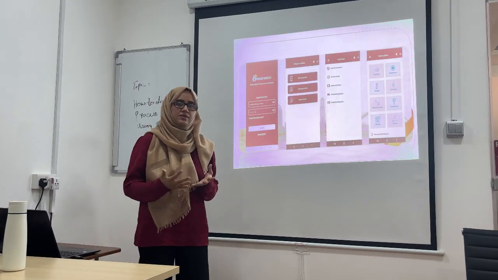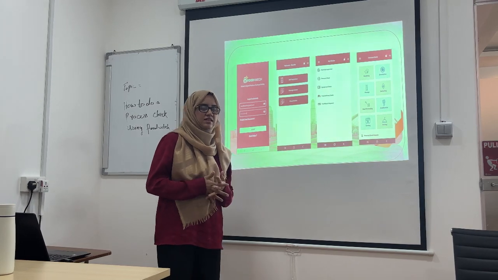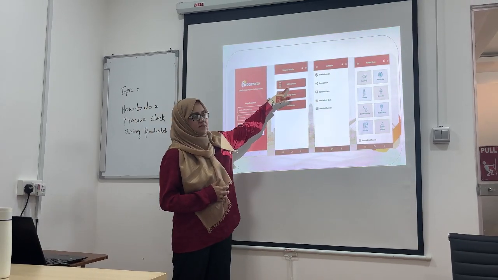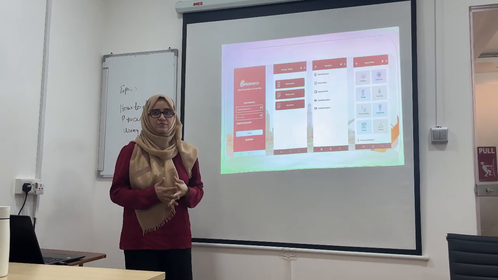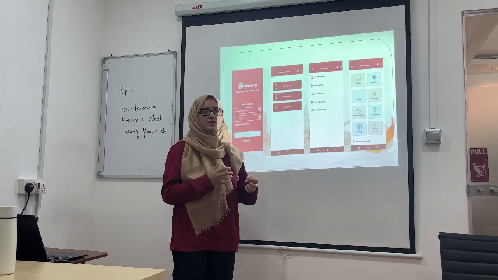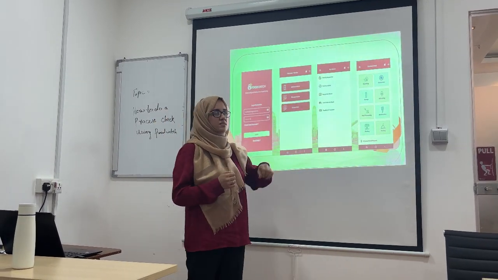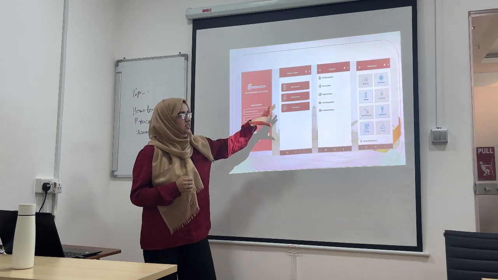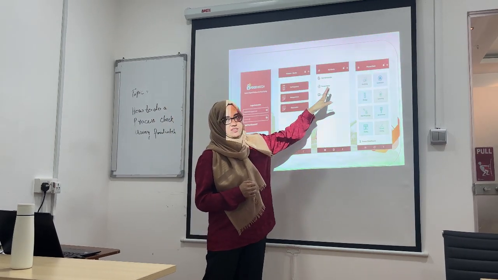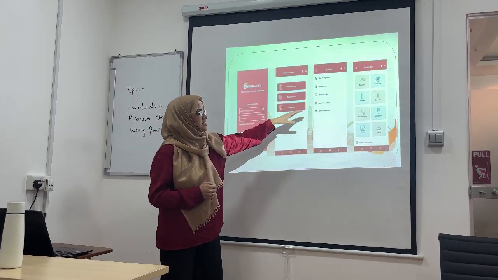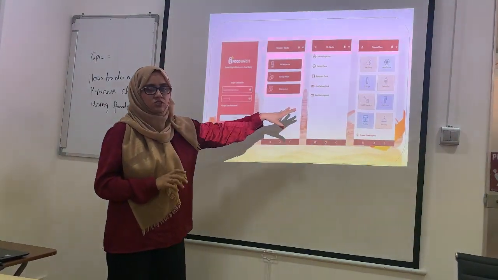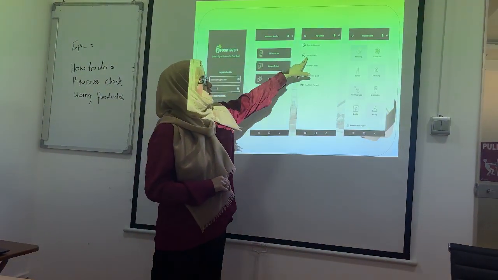Since today we are going to learn about the process check, for that you have to click on self-inspection. Once you click on self-inspection, it will take you to a page where it will ask you to select your respective entity. Once you click on your respective entity, it will take you to the My Checks page. Under My Checks, you'll have several categories. Today, since we are going to do the process check, we'll click on process check.